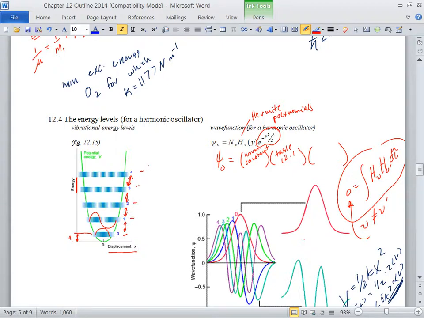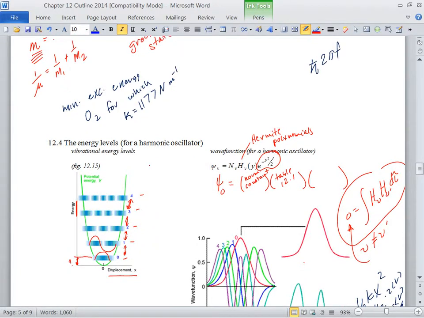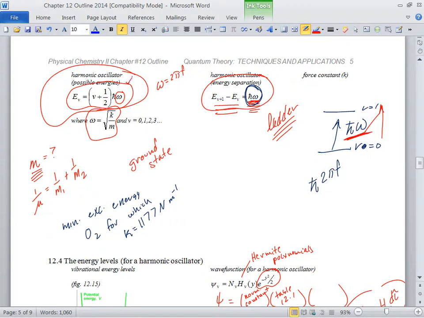So they want the zero-point energy. They could have just as well said, we want the fourth excited state level. But no, they want the zero-point energy. So you plug in v equals 0 into this expression, and you'll get it. You just have to know what h bar is. h bar is Planck's constant over 2 pi.